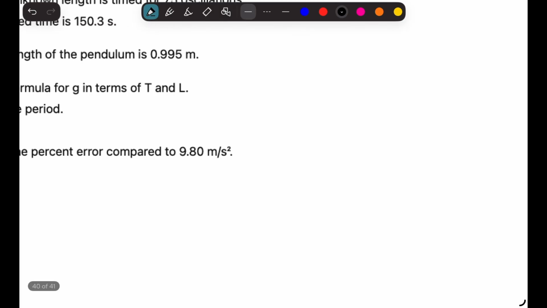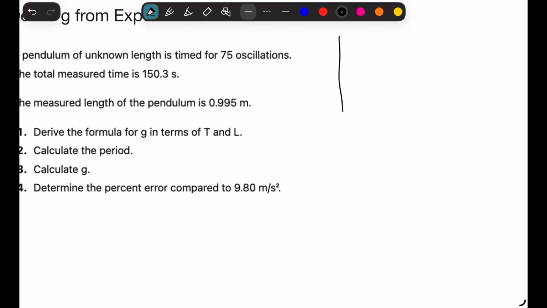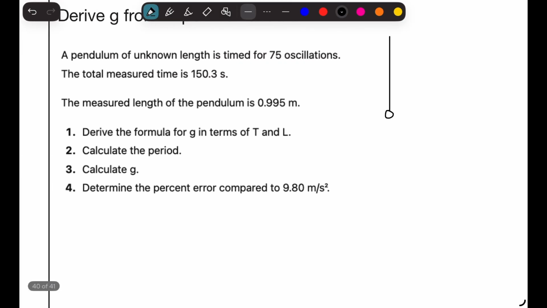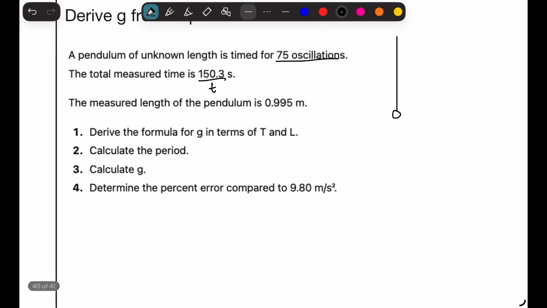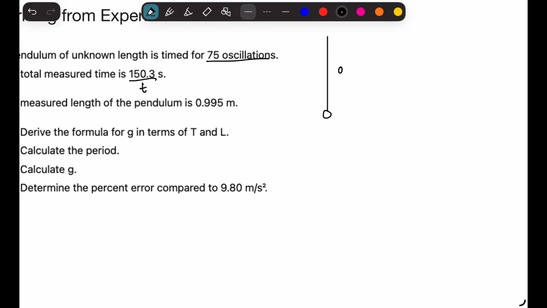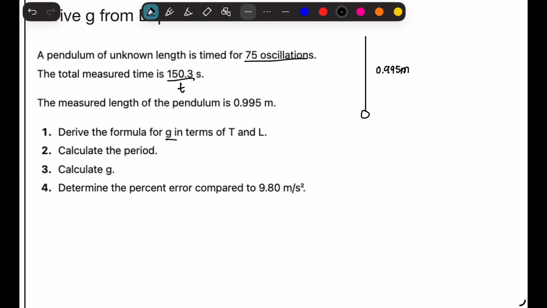So we have our pendulum. Let's just draw this out. 75 oscillations and time. And our length is going to be 0.995 meters. We want our formula for G.